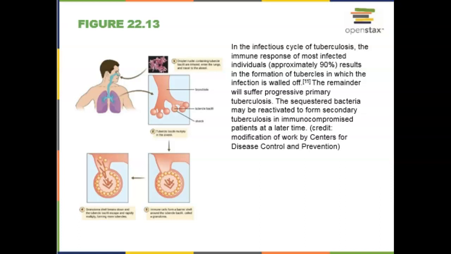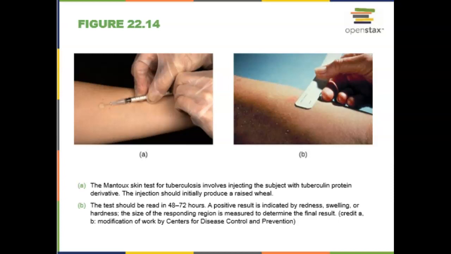And when it becomes completely calcified, they're called a Ghon complex, G-H-O-N. All right, and then this last part here is when the disease gets reactivated, the mycobacterium escape from that tubercle, and they can go on to be spread. All right, here's just an example of the skin test.